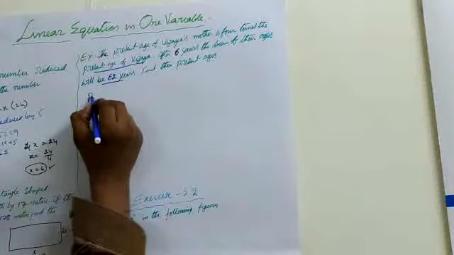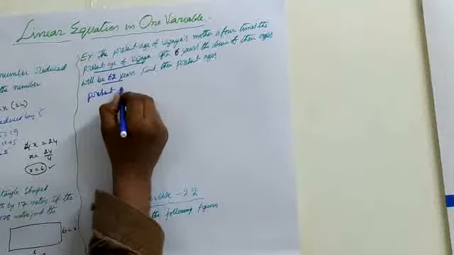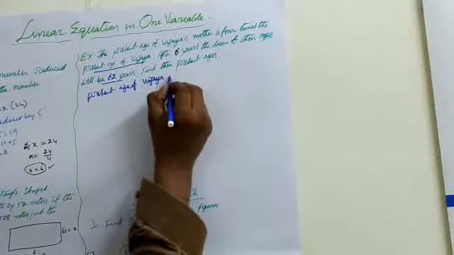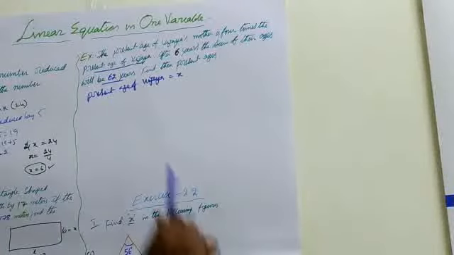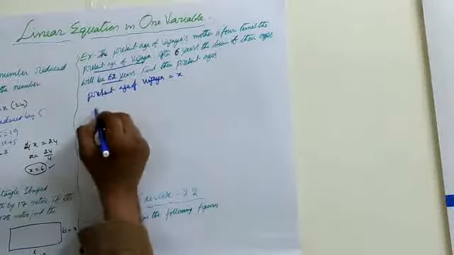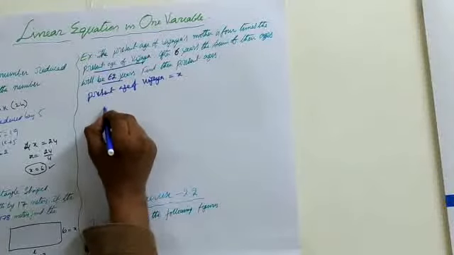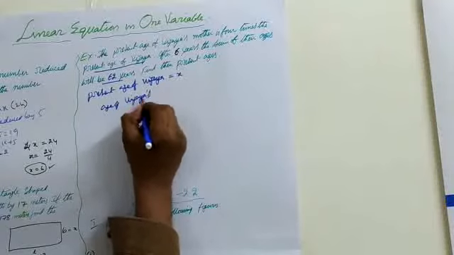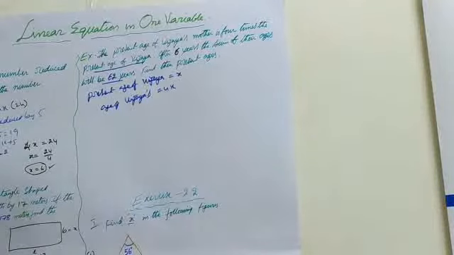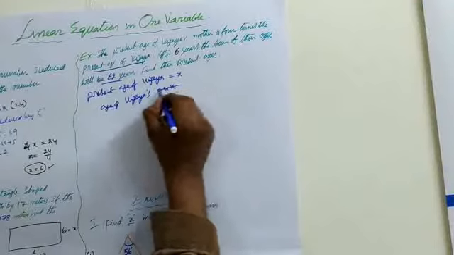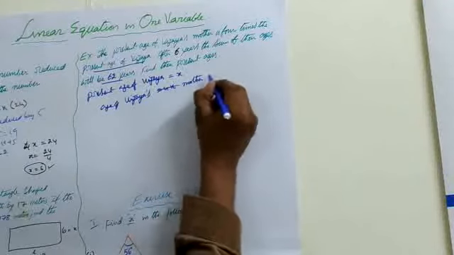Let the present age of Vijaya be x. The present age of Vijaya's mother is 4 times the present age of Vijaya, so the mother's present age is 4x.